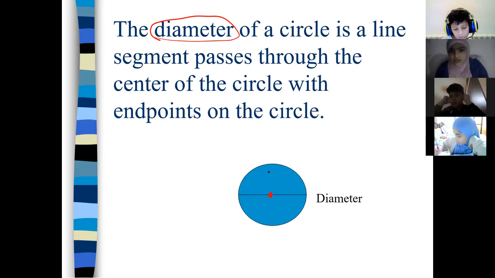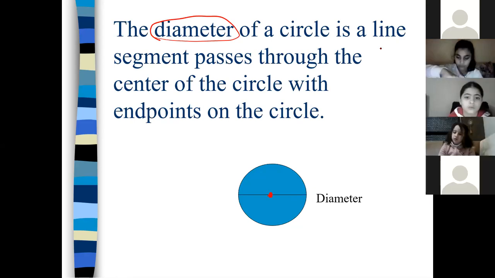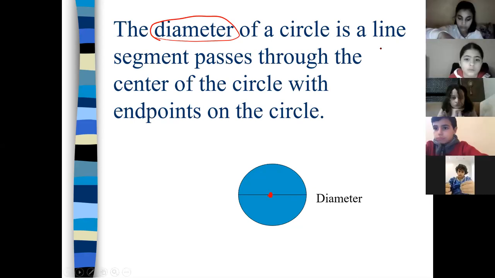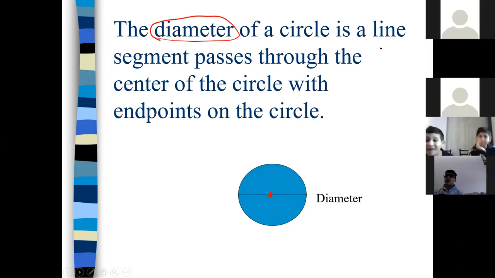Very bad. Yes, teacher. Pass through the center of the circle. So, what is the diameter of a circle? Miss, can you repeat what is the diameter of a circle?